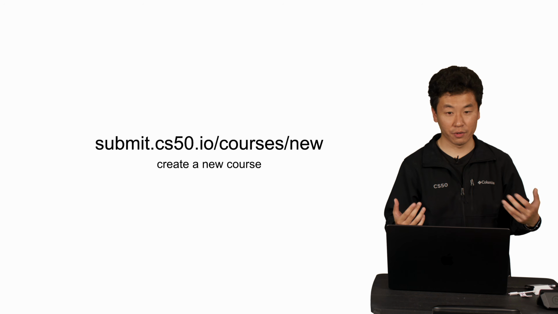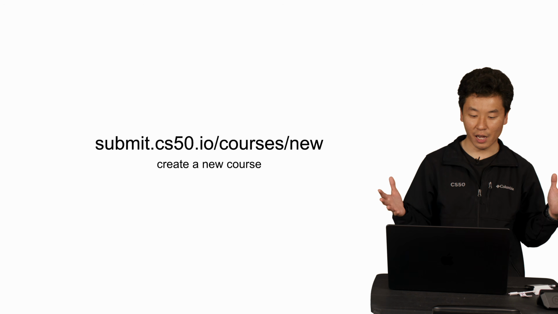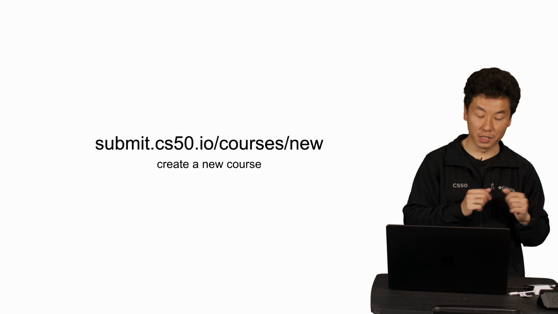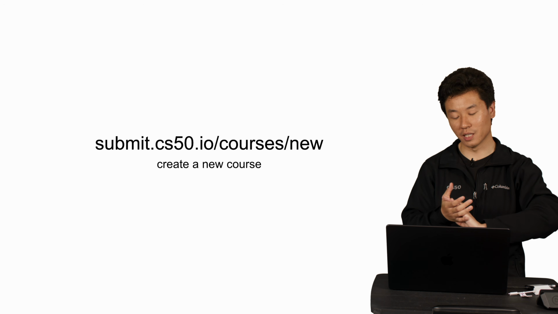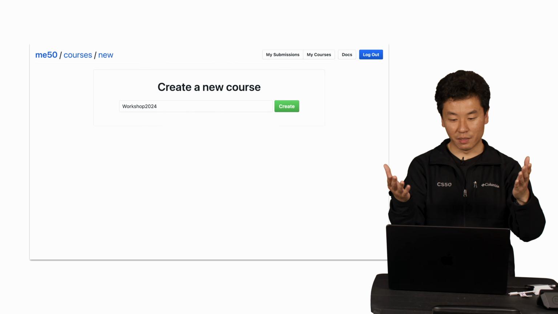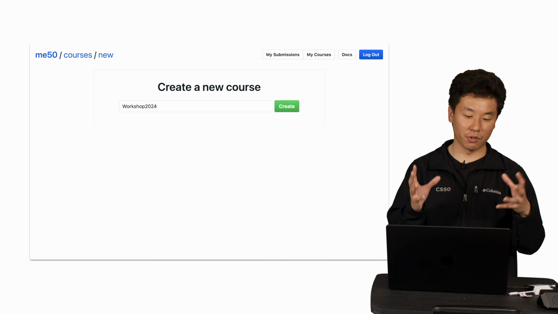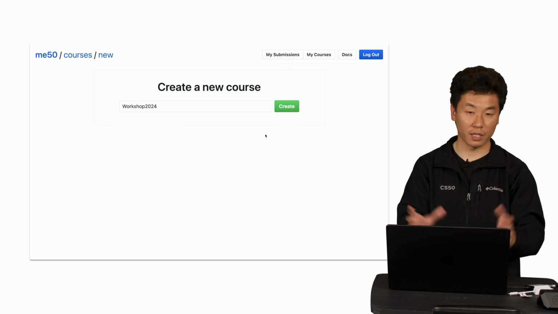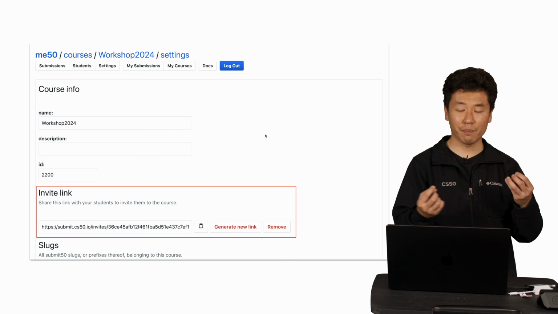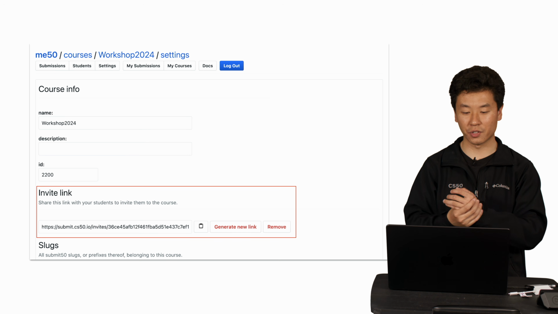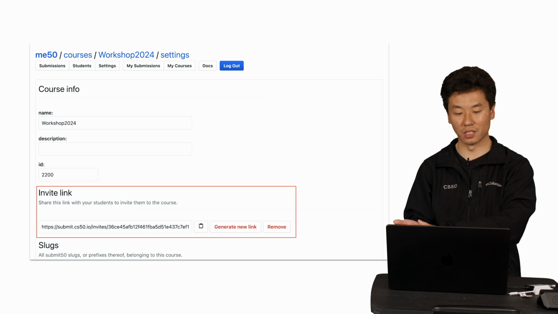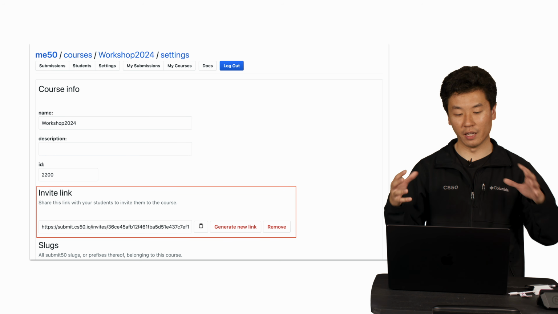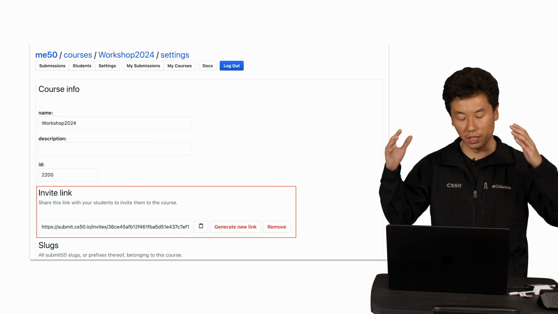So as a teacher, you are now wondering, okay, how can I create a course for my students in the CS50 universe? To do that, you go to submit.cs50.io/courses/new. You will be presented with this page. In this demo, I'm just going to create a course called Workshop 2024. Once you type the name, you click Create. It takes some time. What's happening is we also automate the process of creating some GitHub teams under the hood as a way to represent a course in CS50. Again, everything is built on top of GitHub's infrastructure.